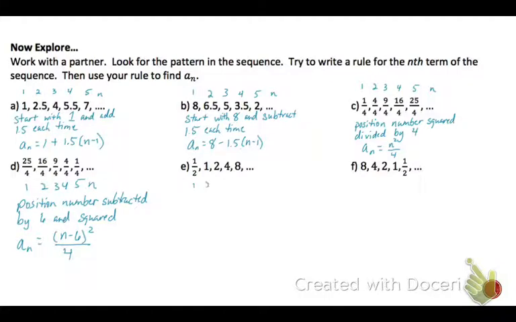All right, moving on, let's put in our position numbers. Now it's easy to see what's happening from one term to the next, but think about it in terms of the position number. Also notice that we are doubling each time. So since we are doubling something each time, we can use that number 2.